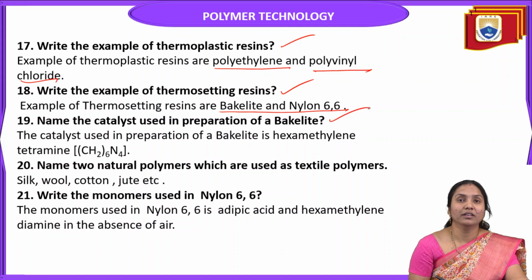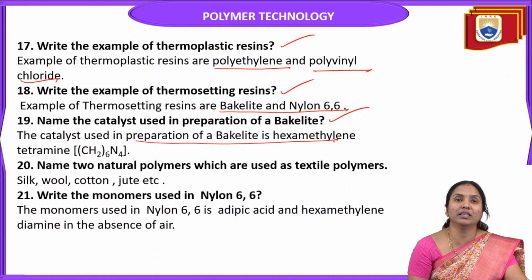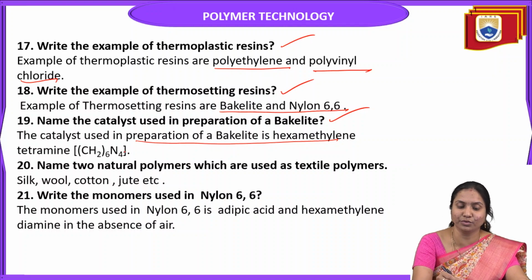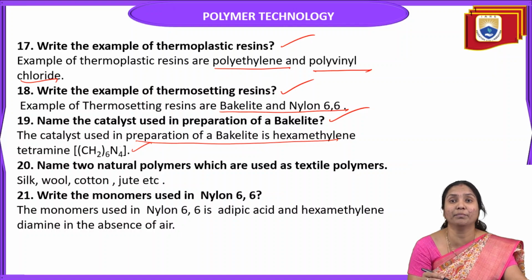And next question is, name the catalyst used in preparation of bakelite. So the catalyst used in the preparation of bakelite is hexamethylene tetramine. Its formula is (CH2)6N4: hexamethylene, so 6 methylene groups, tetramine, N4. So hexamethylene tetramine is used as a catalyst in the preparation of bakelite.